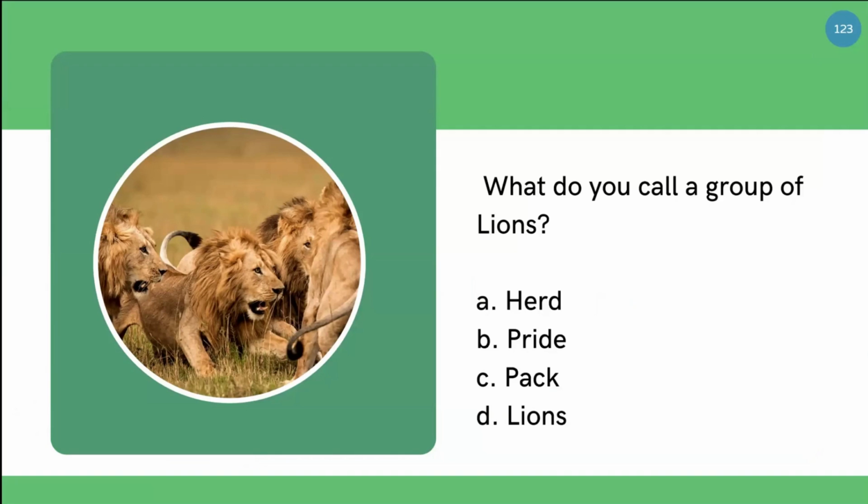What do you call a group of lions? I'm getting few answers. Yay. Yes, the answer is pride. A group of lions are called a pride of lions. Option number B here. It's called a pride. Ronak, I hope you're making your notes. It's called a pride of lions.